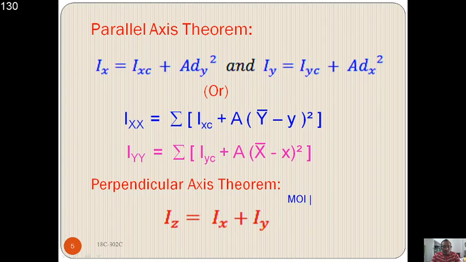Therefore, the moment of inertia about an axis perpendicular to the plane is generally Izz. We use Izz equal to Ixx plus Iyy. These are the two important theorems we are going to use for the calculation of the moment of inertia and radius of gyration as per the question posed.